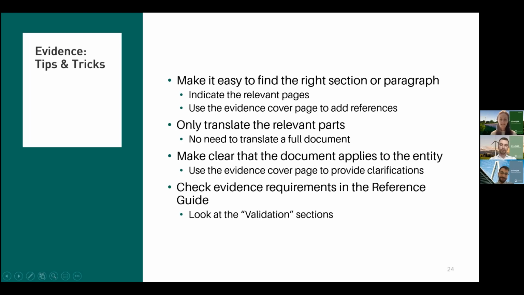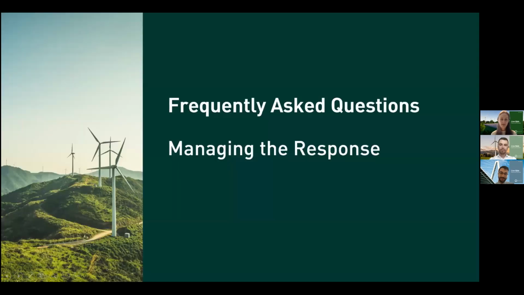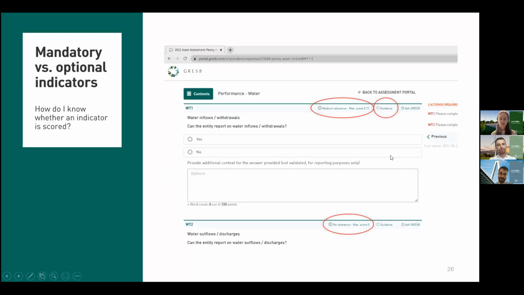Thanks, David. That's helpful and hopefully beneficial to our attendees as well. Thank you for that. And this is the final part of our Q&A about managing the response and how to navigate the portal, making sure you're not skipping the wrong questions, or actually answering all the right ones. The first question that we have is how do I know whether an indicator is scored and whether I need to report on it or not? Fabio, where can we see this in the portal?